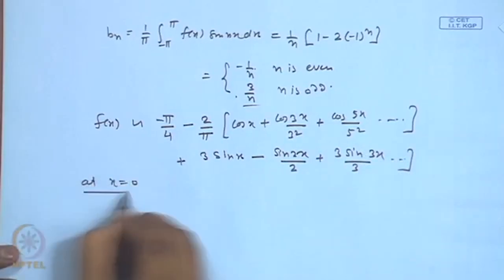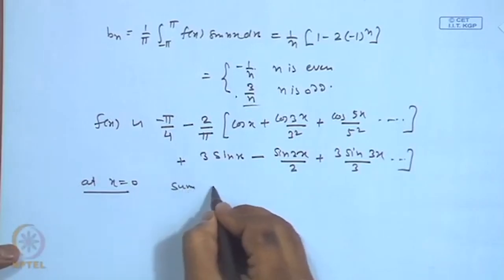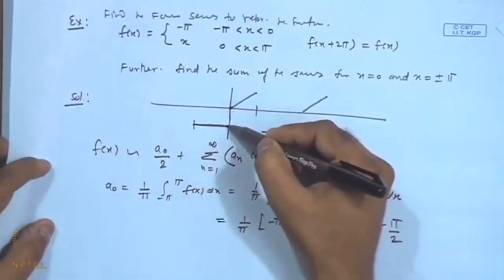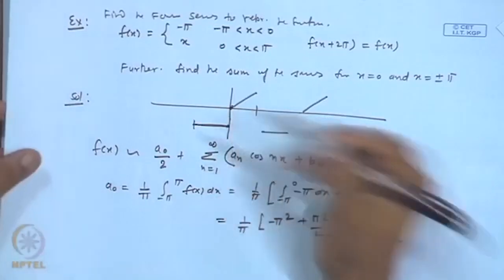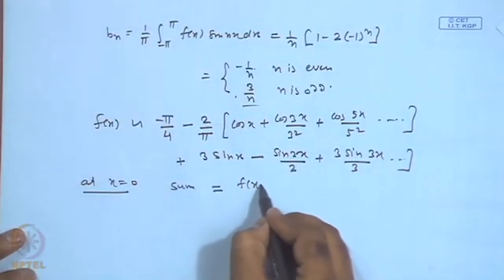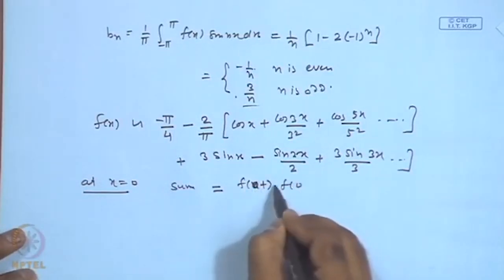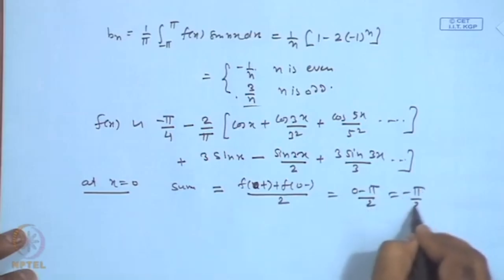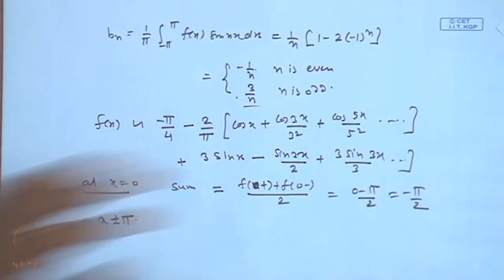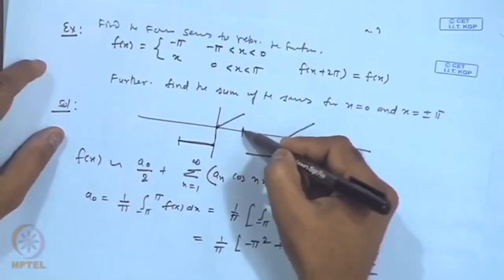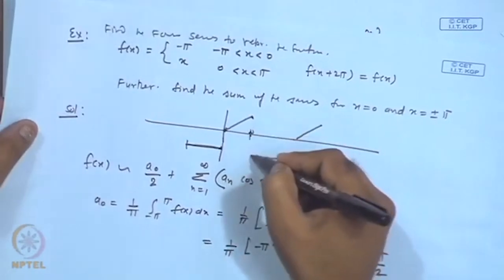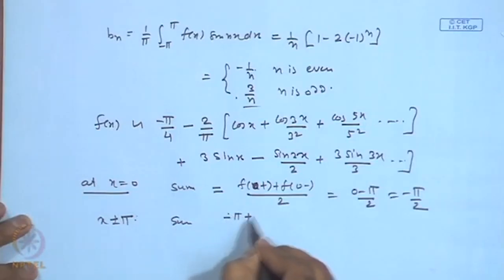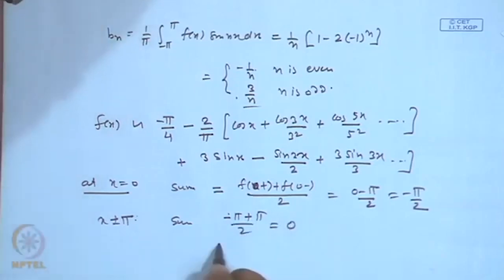Now, at x is equal to 0, what will be the sum of the series? If we just see here, at x is equal to 0, we have to take the average of these two values, that is 0 and minus pi, divided by 2. So, we take f(0+) plus f(0-) divided by 2. So, we have 0 plus minus pi, so we have minus pi by 2, and same at plus minus pi. At that plus minus pi, we have again the pi and we have the minus pi. So, at these two points, we have the plus pi and the minus pi by 2. So, will be 0.